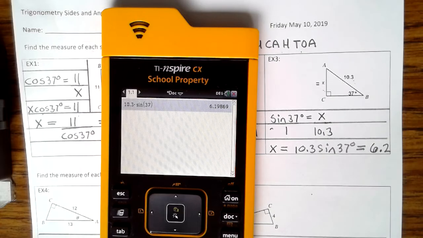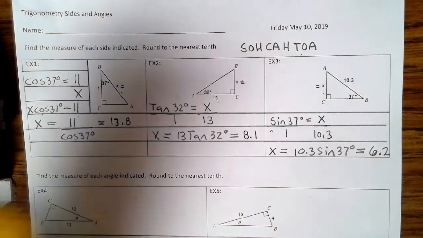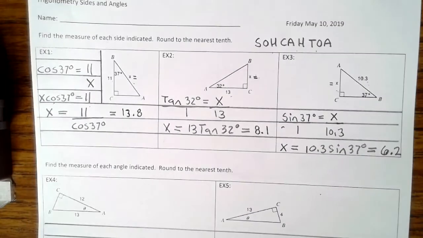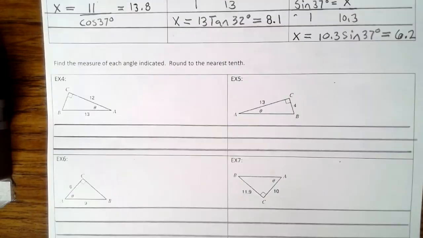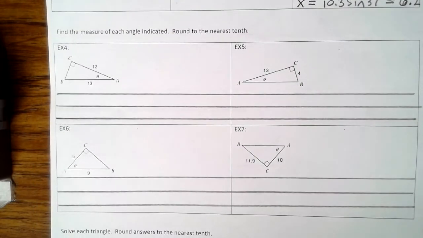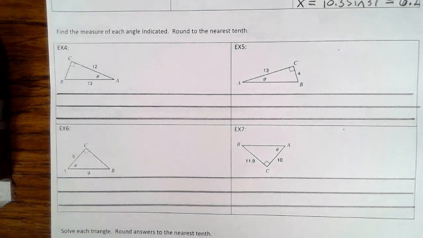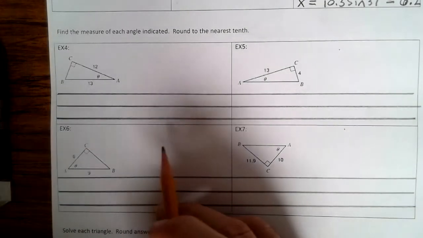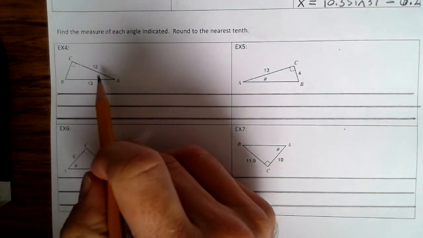All right, go ahead and finish up those examples. All right, let's take a look at example 4. Find the measure of each angle indicated, round to the nearest tenth. Okay, so it looks like we have the adjacent and hypotenuse, so we're going to use cosine.